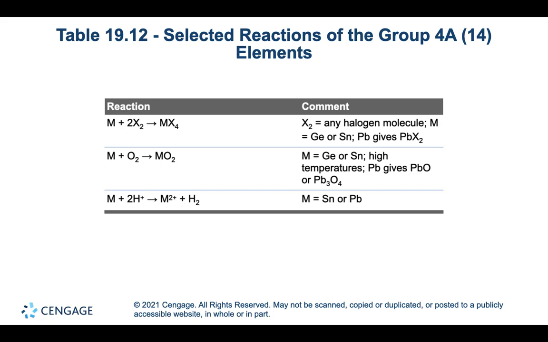So these metals from group 4 tend to react with halogens and oxygen. They'll also react with acids, H+.